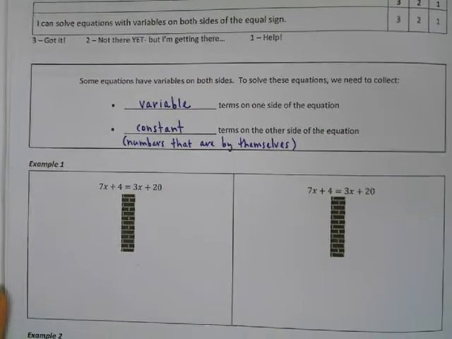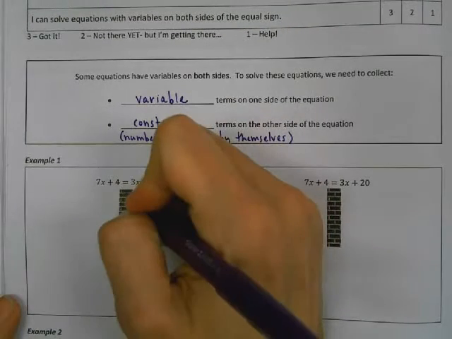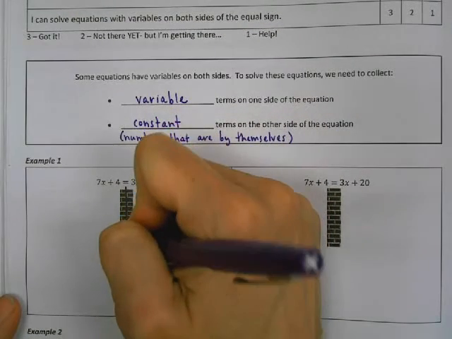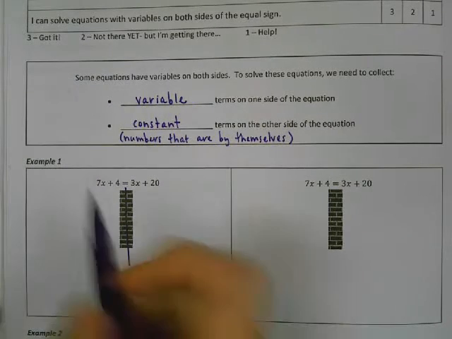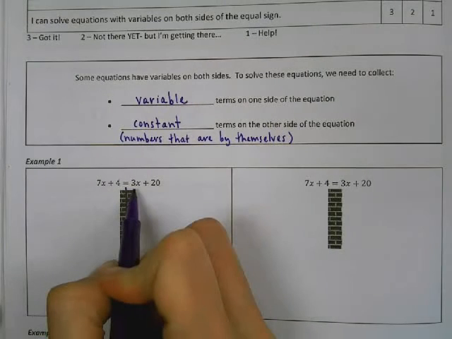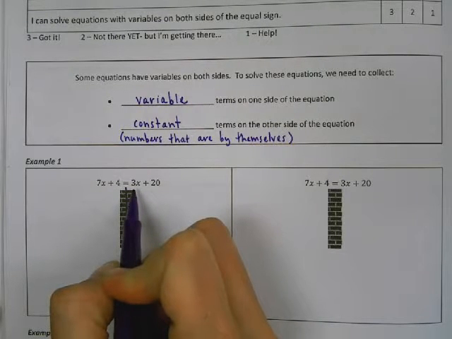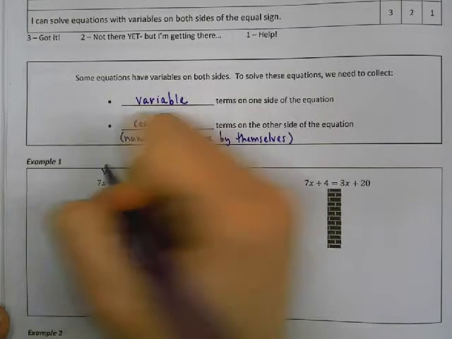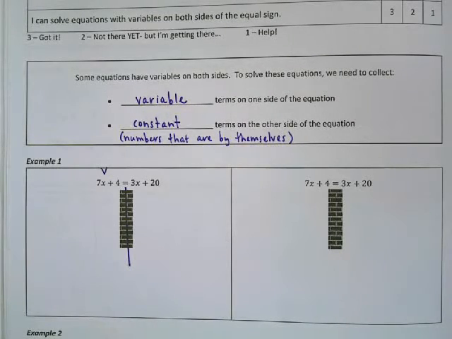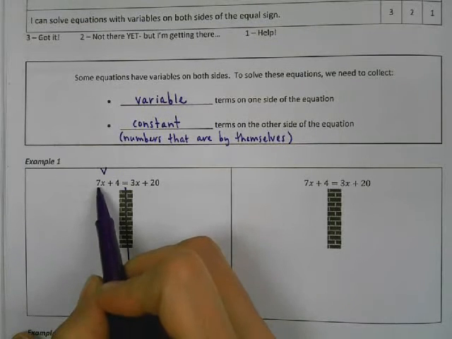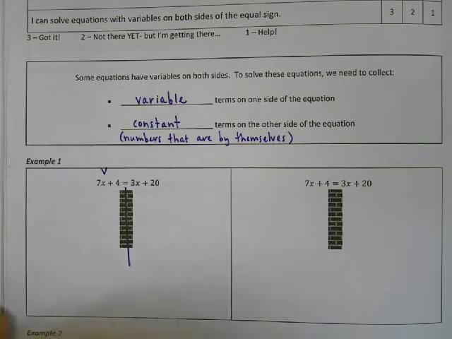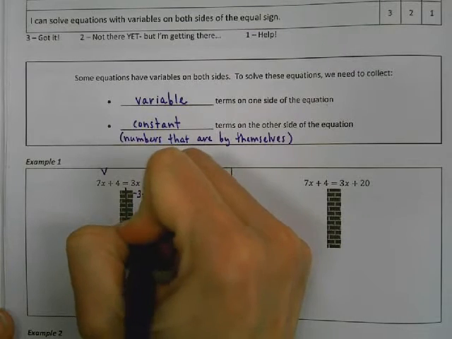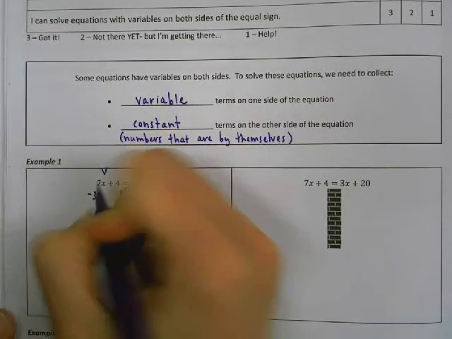So, for example 1, here we go. We know we always draw our line down the middle to separate our left and right-hand side. Again, I see that I have a variable term on the left side and on the right-hand side, and my goal is to get all of my variables over here on the left side of my line. So the first thing I have to do is move over this 3x. To do that, I'm going to subtract 3x on both sides.